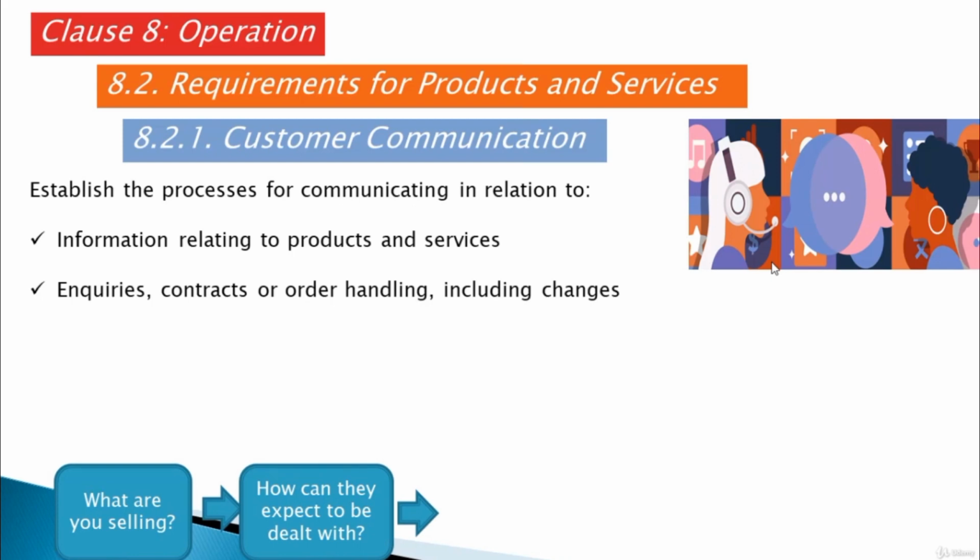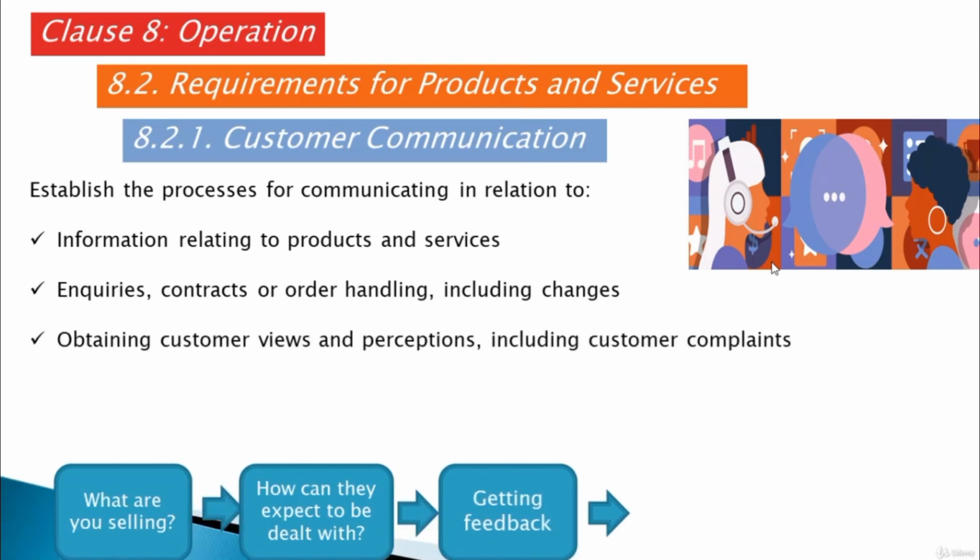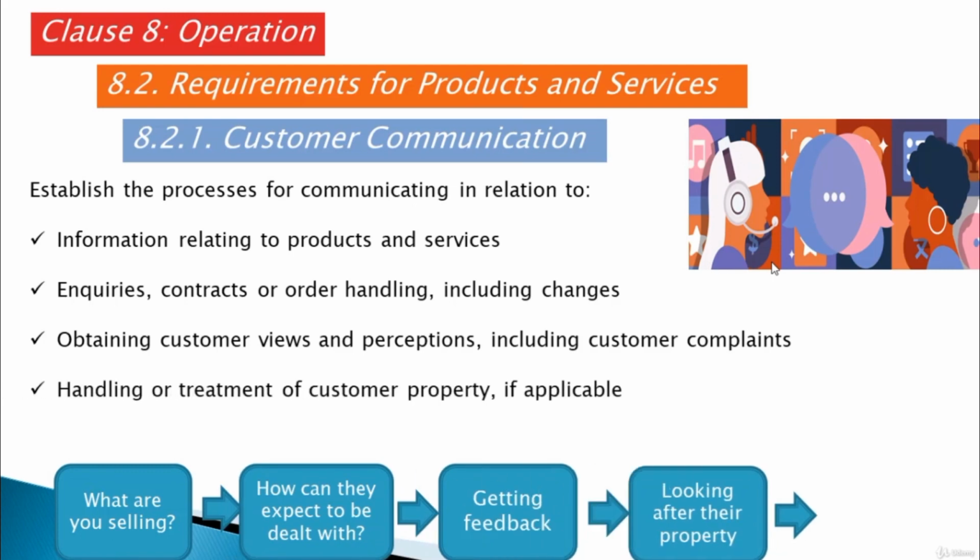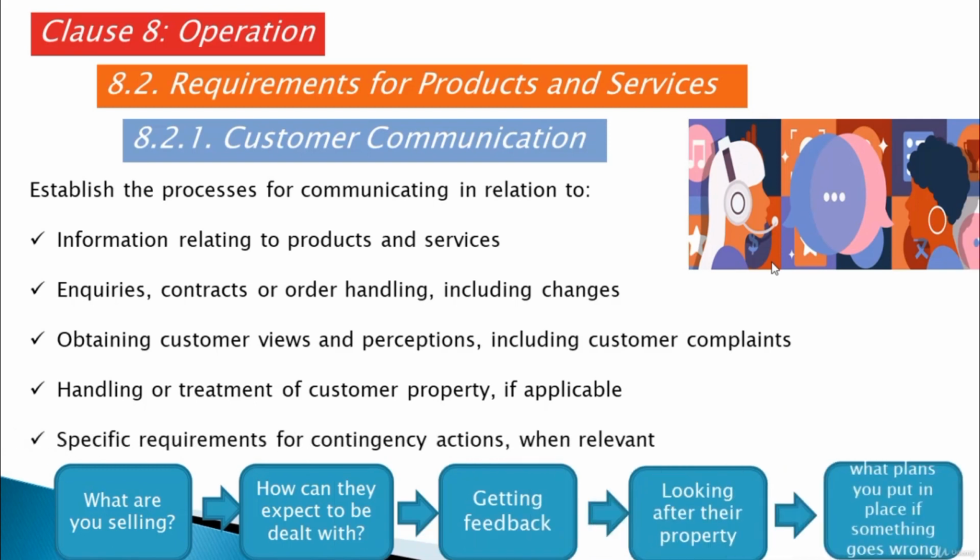Basically, how can customers expect to be dealt with? And also obtaining customer views and perceptions, including customer complaints. So we're talking about reviews here, we're talking about getting feedback. And also handling or treatment of customer property if applicable. If we're talking about the customer property, how does the organization treat that property or handle that property? So we're basically looking after the customer's property. And also the specific requirements for contingency actions when relevant. Basically, what plans does the organization put in place if something goes wrong?